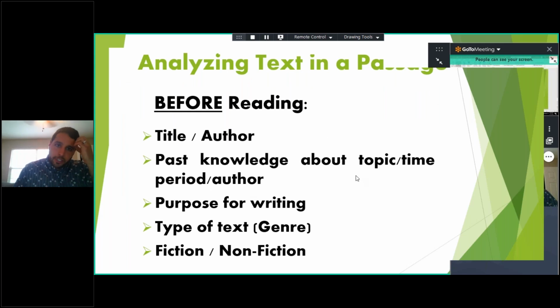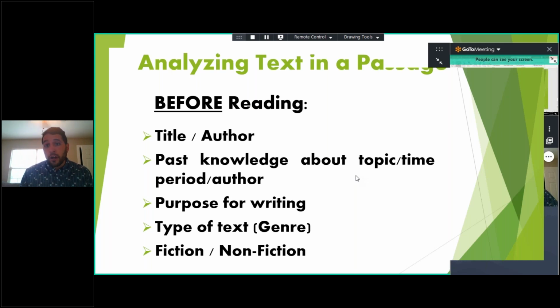So before reading, you haven't read any of the passage yet. The first thing you want to do is start right at the top of the passage and look at the title and look at the author. Those are the first two things you're going to see. The title is really just whatever the author named the passage, and that is going to give you an idea of what the passage is about. So you read the title and you think about it, and depending on what that title is, you might have some past knowledge about that subject that you can start thinking about.